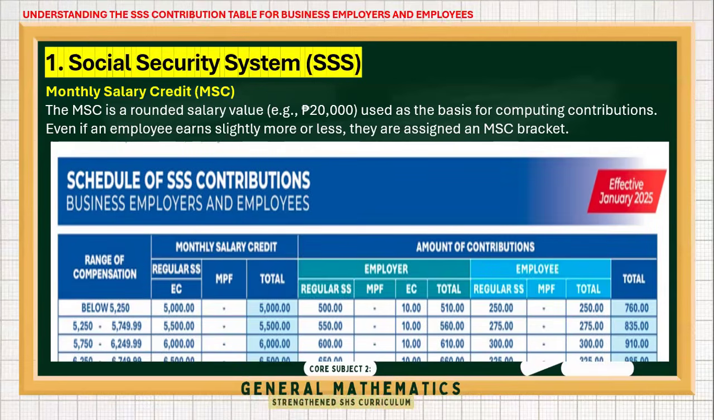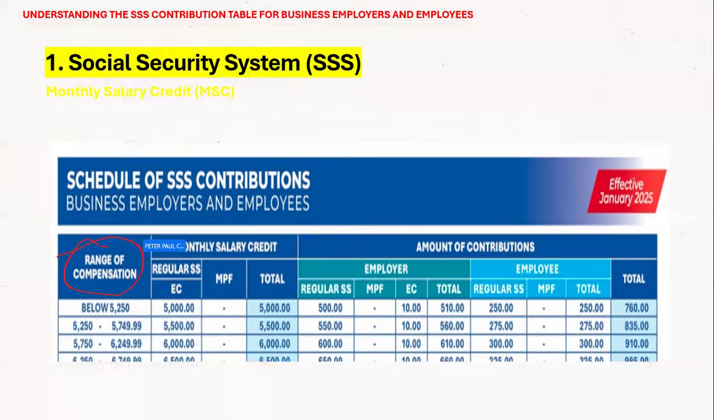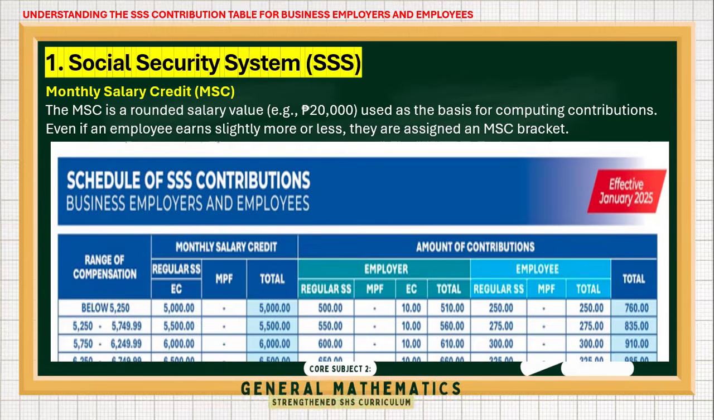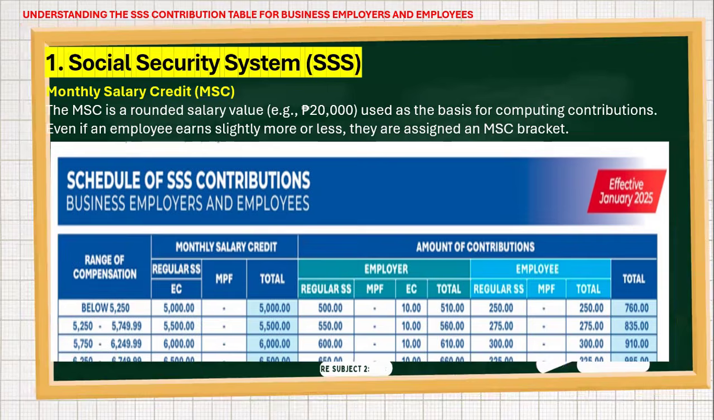The monthly salary credits are indicated on this part. Let's say you earn 19,700 per month. Even though that's your actual salary, SSS will assign a range of compensation bracket, which is located on that table. That means your contribution will be calculated based on the 20,000 MSC and not your exact salary.